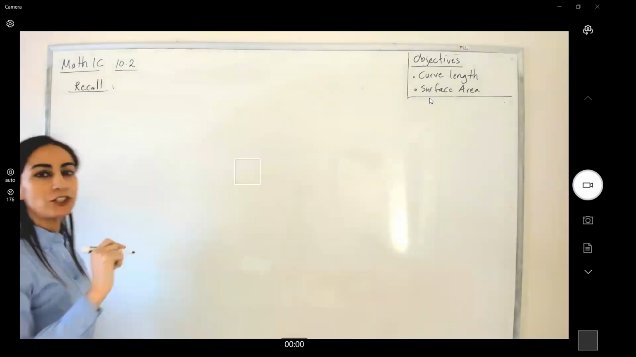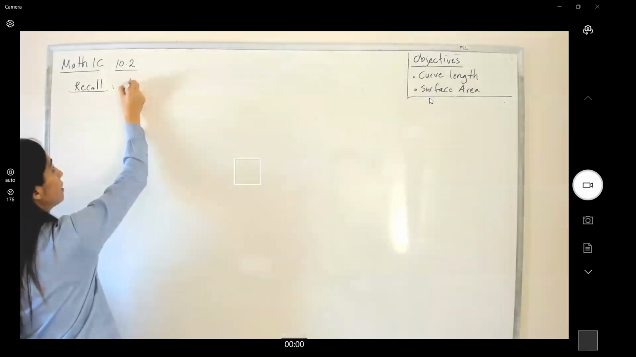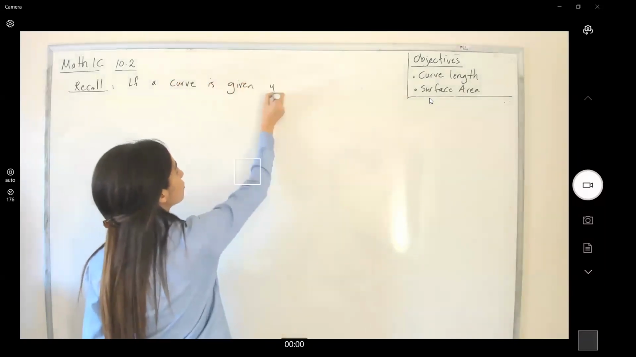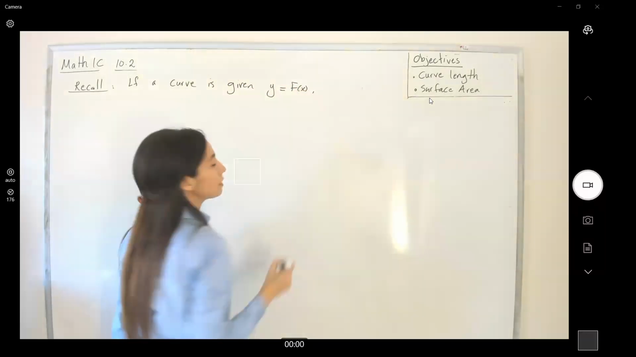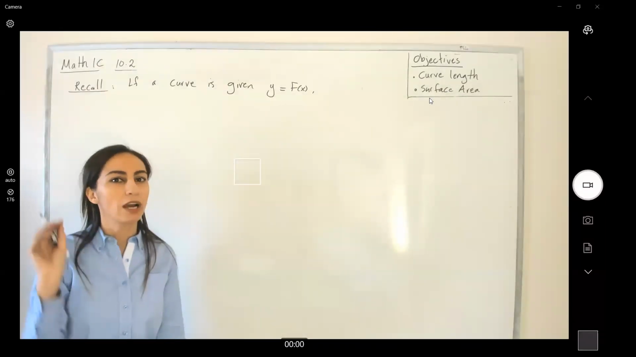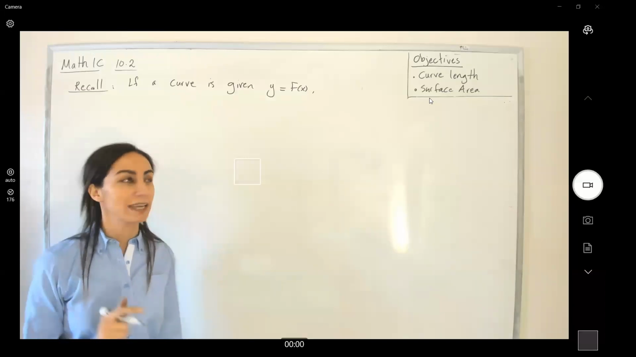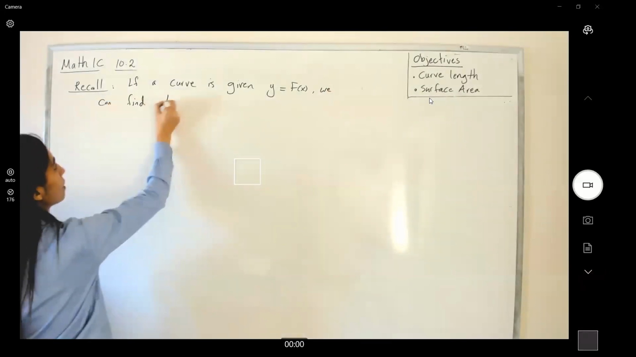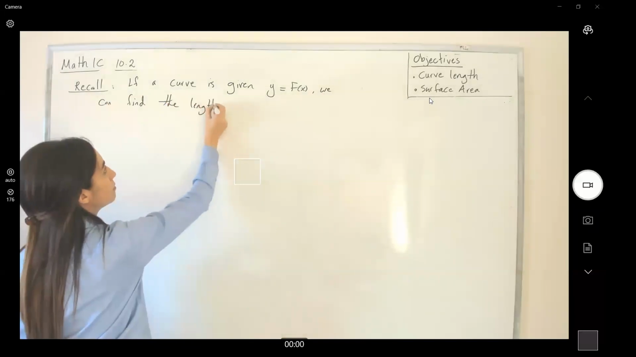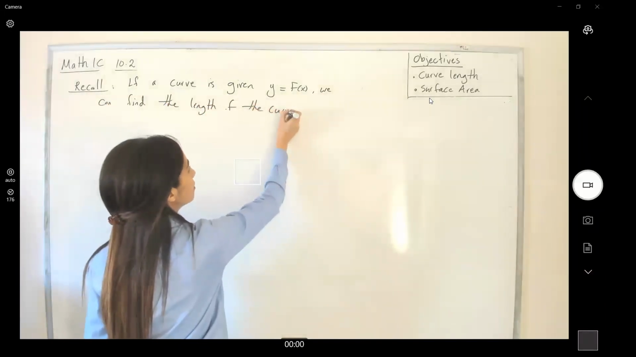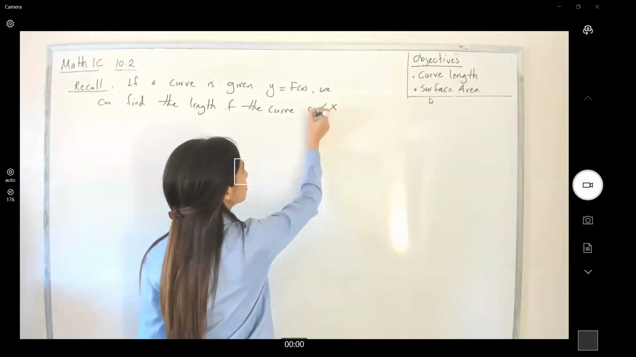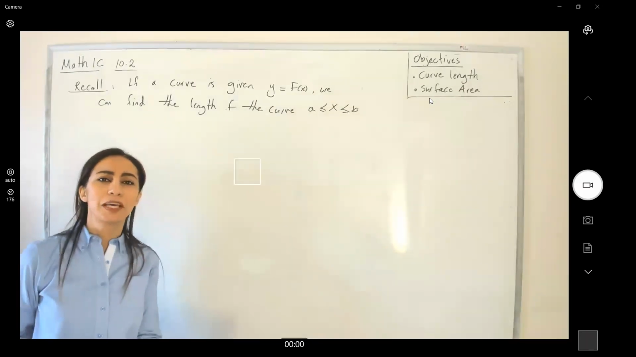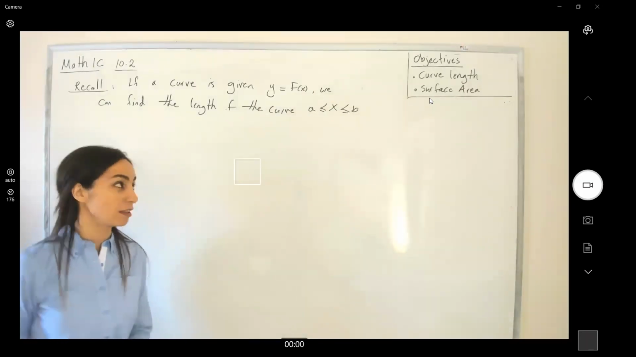Recall that in elementary calculus, you learned that if a curve is given as y equals f of x, then we can find the length of that curve while x is bounded between two numbers like a and b. We can find the length of the curve when x is in between a and b. So we have a relation between x and y, and x is bounded between a and b, and we can find the length of the curve.